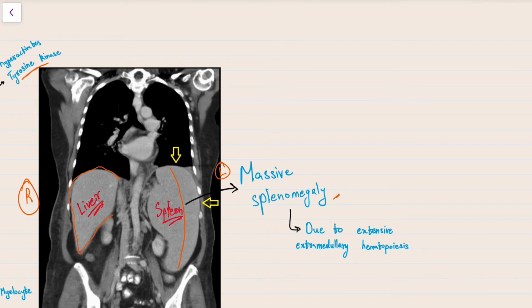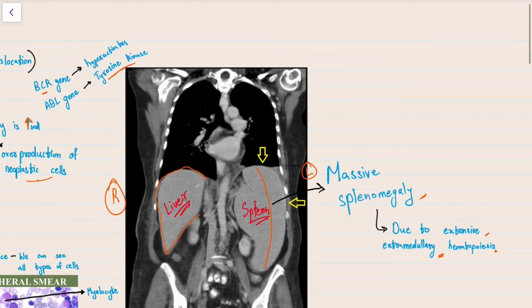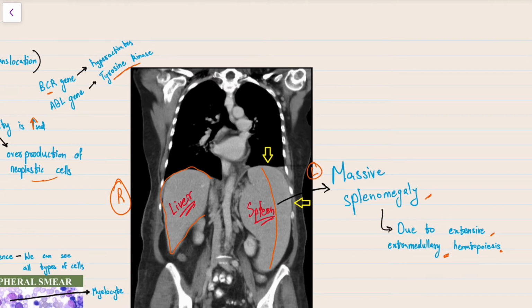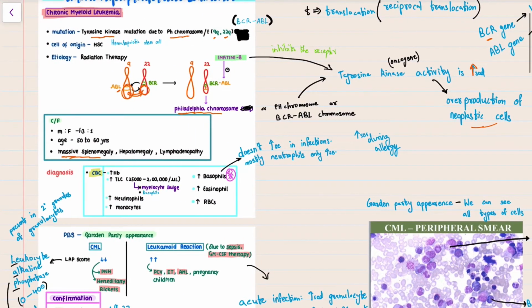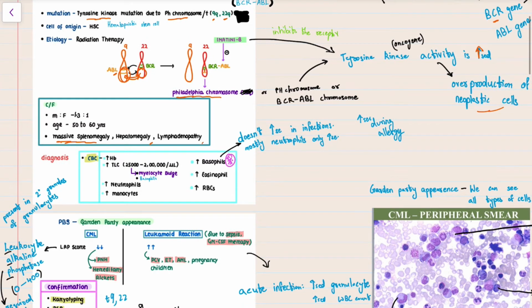Why is that caused? That is caused due to extensive extramedullary hematopoiesis. That is because in chronic myeloid leukemia, these granulocytes increase drastically. But with that, RBCs also increase, all these cells increase, which go and take rest in the spleen. That causes splenomegaly. Hepatomegaly is observed and lymphadenopathy is also observed sometimes.